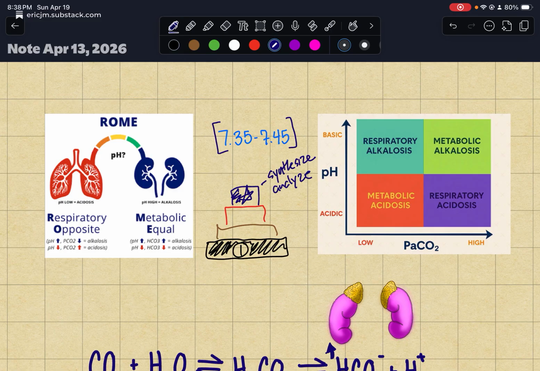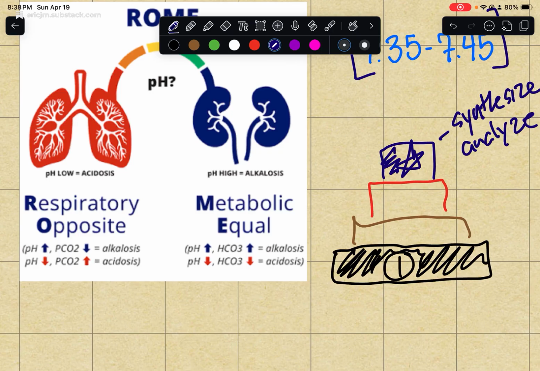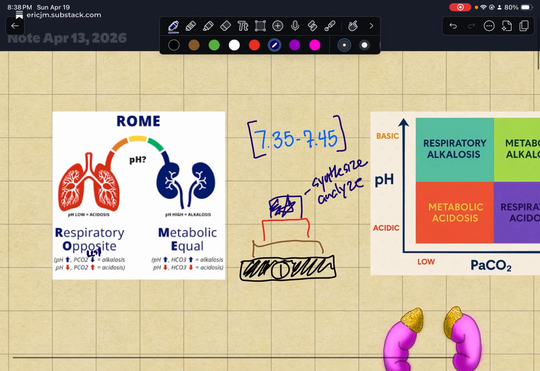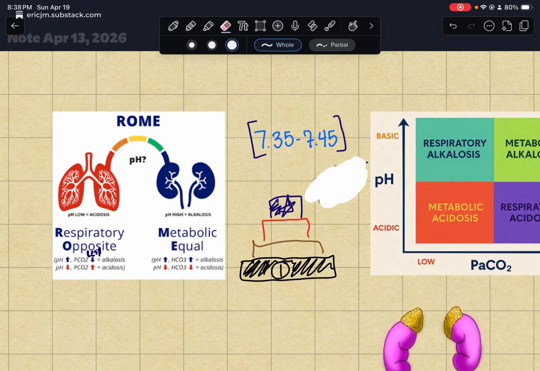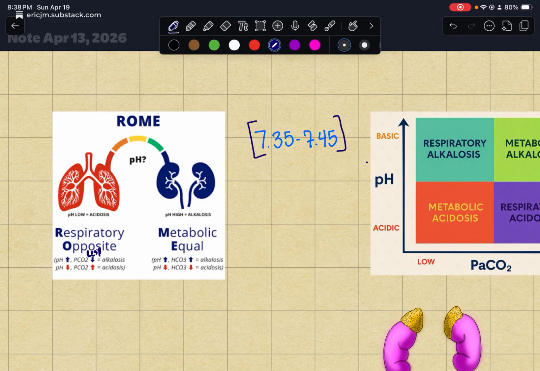And all that means is if the pH is high, the CO2, that's the respiratory component, is going to be low. If the pH is low, then the respiratory is going to be high. That's what respiratory opposite means. Metabolic equal, same thing. If the pH is high, the bicarb is going to be high, and that's alkalotic. If the pH is low, then the bicarb is going to be low as well. That's acidosis. So if you can just look at some lab values, you can go, oh, okay, if the pH is high and the CO2 is low, it's probably a respiratory alkalotic patient. But then they use metabolic acidosis to compensate for that respiratory alkalosis.